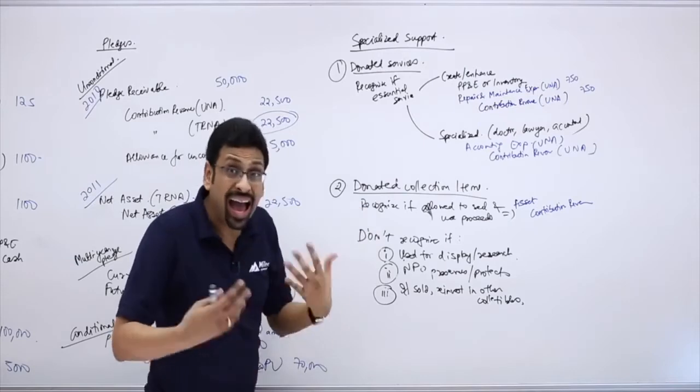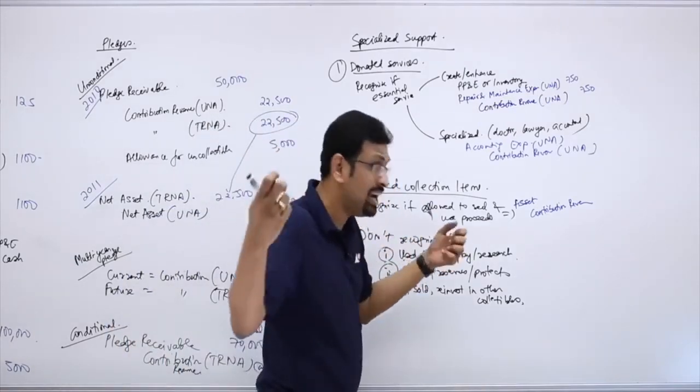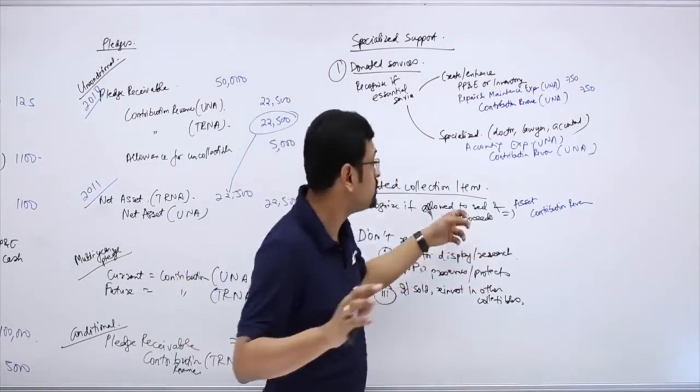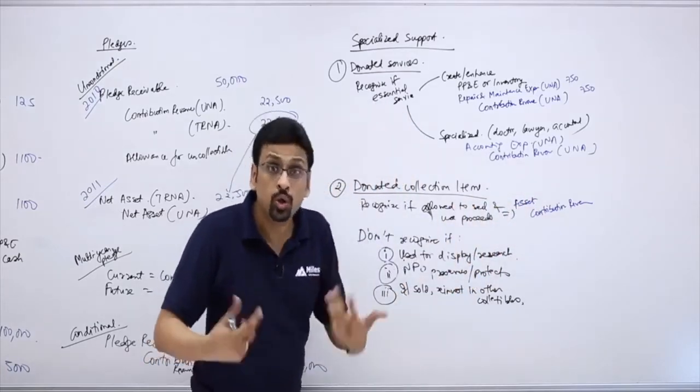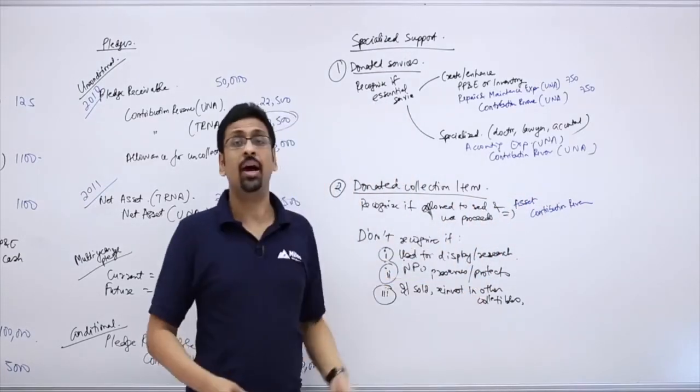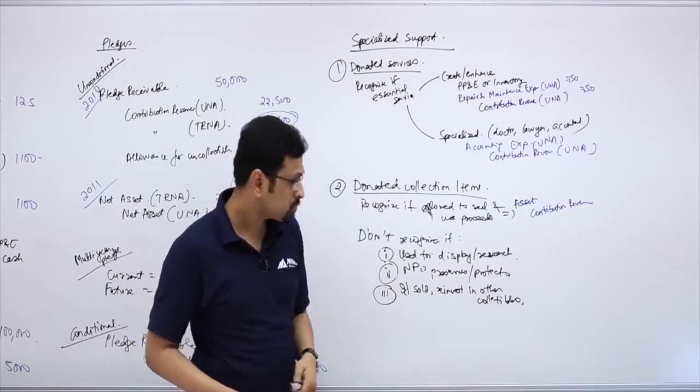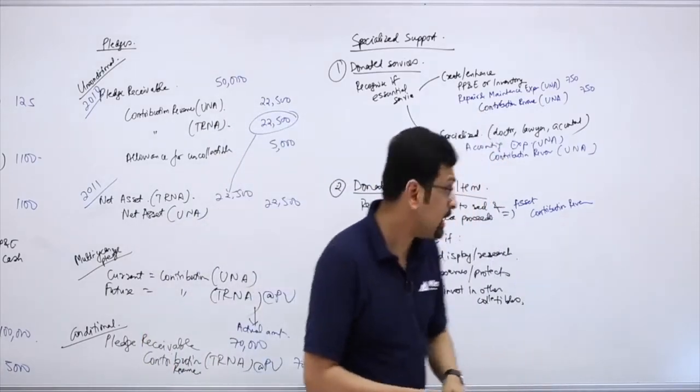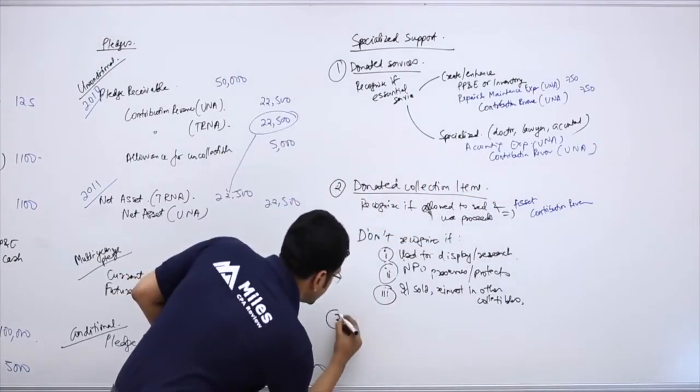Only if the NPO has the right to sell it and use the proceeds in whatever way it wants does that become a contribution revenue. Or use the proceeds in not buying other collectibles. So that was about donated collection items. Let's talk about donated materials.